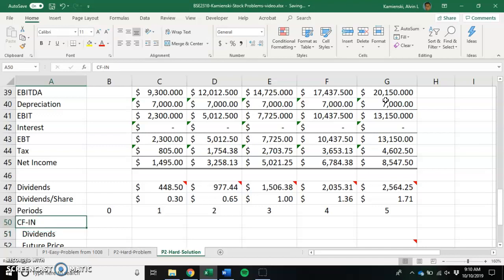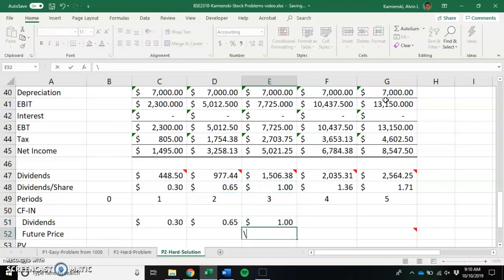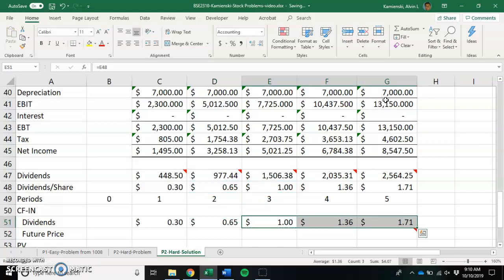So the cash flows that I would get in would start with my dividend payment. So in the first year I'd get 30 cents, and in the second year I'd get 65 cents, and in the third year I'd get $1, and etc., until I could estimate for the first 5 years in total I would receive $5.30 in the first year through $1.71 in the fifth year.